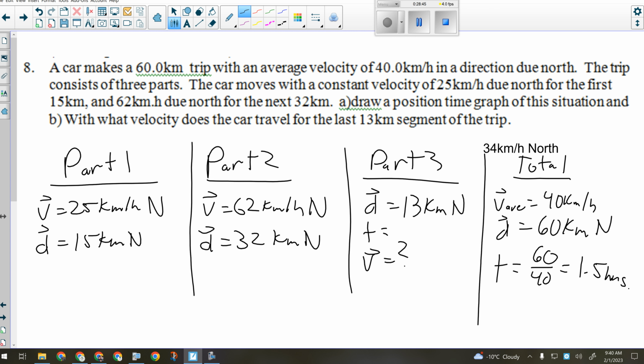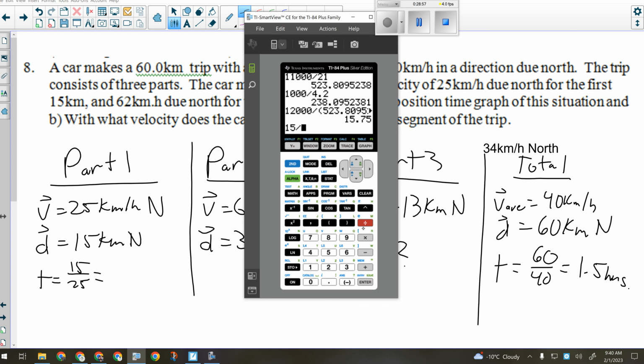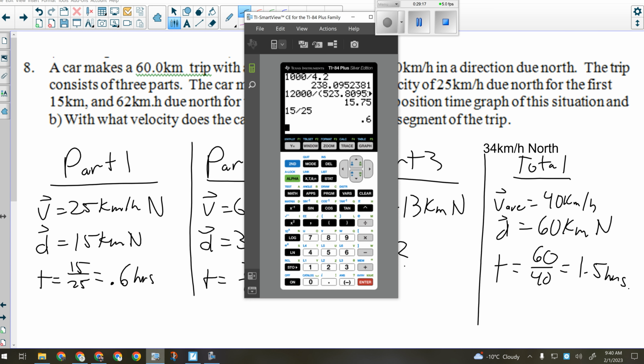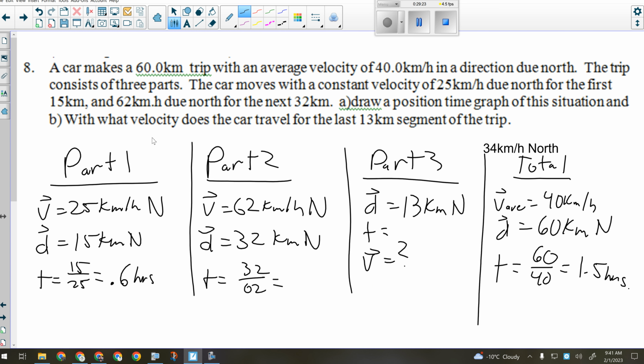Okay. So now I can find out what the time is for these ones. Okay, so time is going to equal D over V, so 15 over 25. All right, so that one takes 0.6 hours. Okay, this one here, 32 over 62. Weird. Okay, so 0.516 hours.